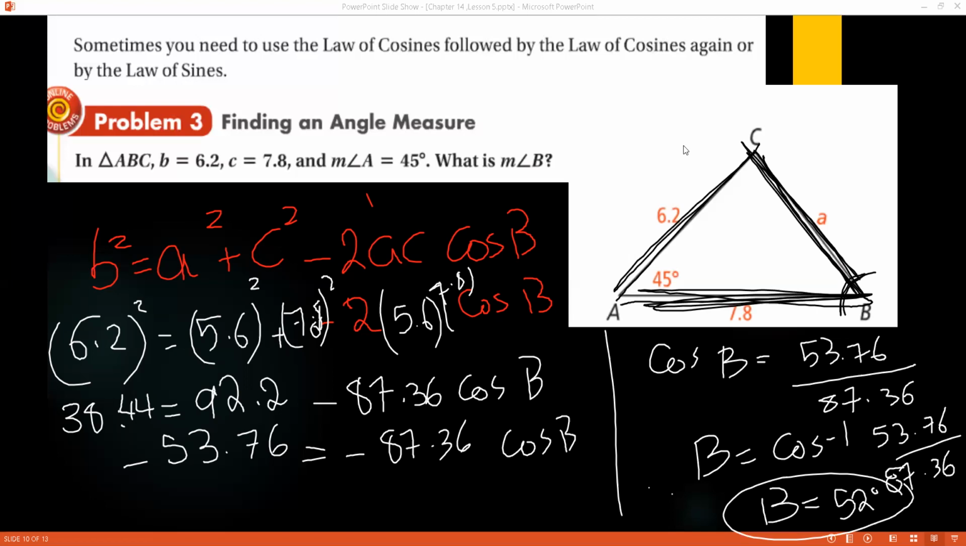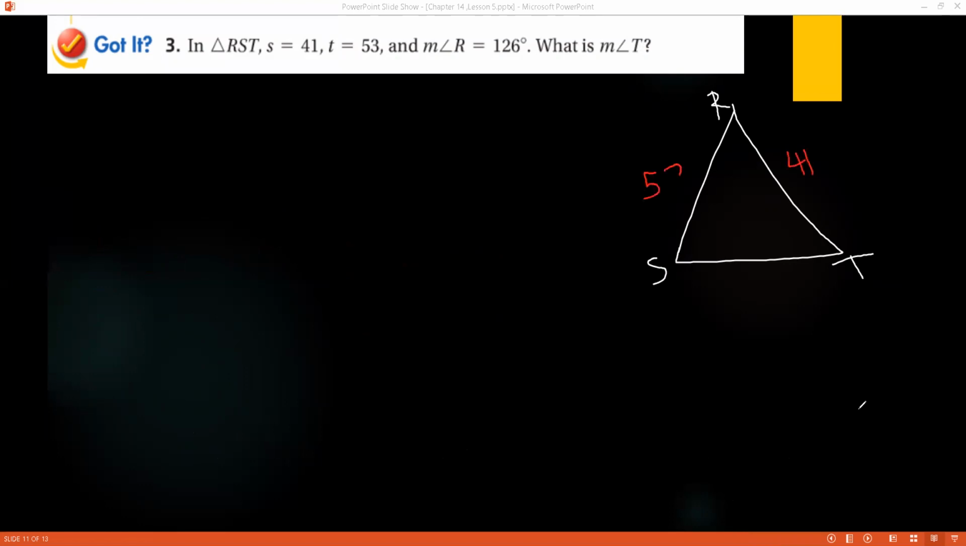Sometimes now we can use the law of sine and the law of cosine in the same triangle to solve it. Let's find this question here. Here now in the triangle RST, S small is 41, T small is 53, and the measure of angle R is 126 degrees. What is the measure of angle T?